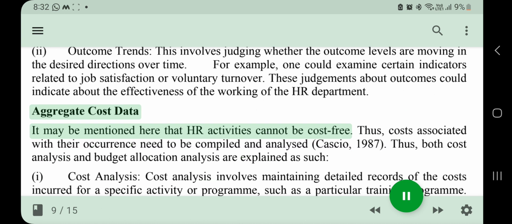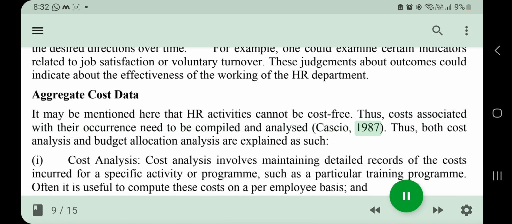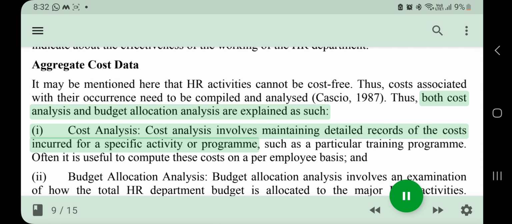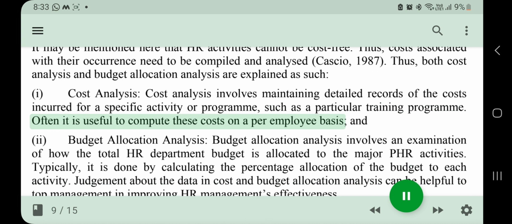Aggregate cost data. It may be mentioned here that HR activities cannot be cost-free. Thus, costs associated with their occurrence need to be compiled and analyzed (Cascio, 1987). Both cost analysis and budget allocation analysis are explained as such. Cost analysis. Cost analysis involves maintaining detailed records of the costs incurred for a specific activity or program, such as a particular training program. Often it is useful to compute these costs on a per-employee basis.